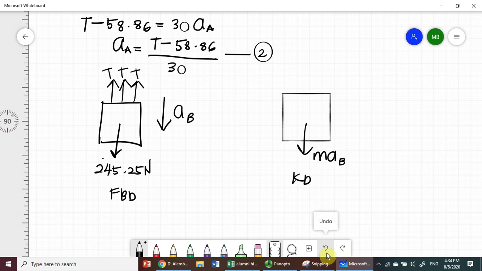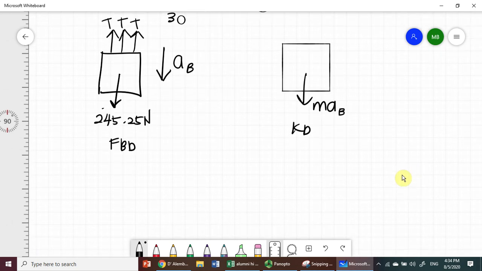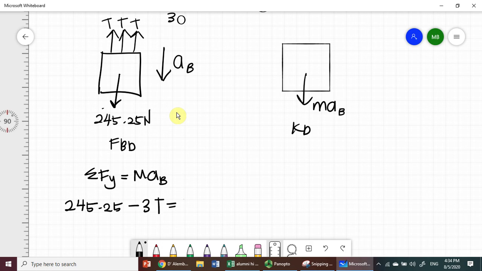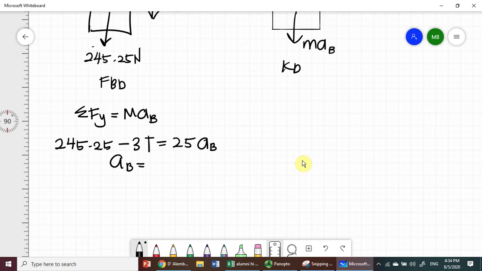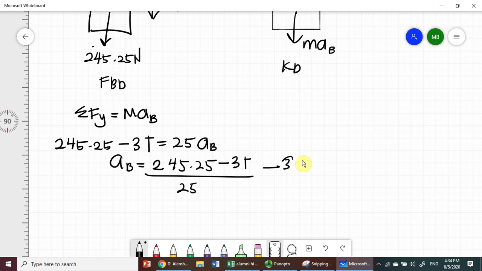Okay. All right. Now, let's write down the equation. For this equation, we will consider the Fy direction. Since our acceleration is moving downwards, the dominant value is the force, so the tension of the cable will be negative. 3T equals 25 aB, so aB will equal (245.25 minus 3T) divided by 25. This will be our third equation.